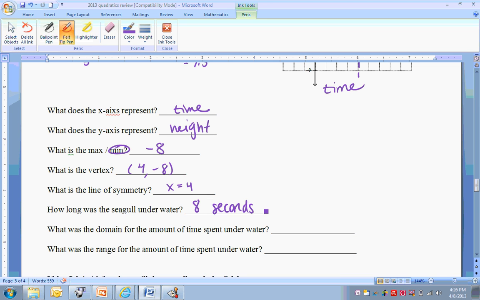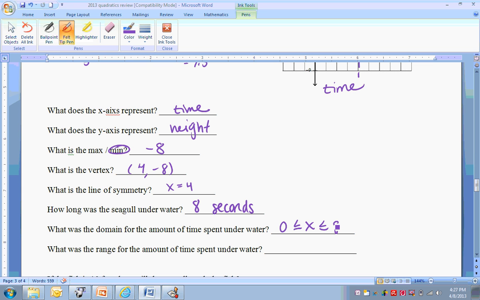And the domain for the amount of time the seagull spent underwater, well, domain is time, started at 0 seconds, and then the highest time value we had was 8 for it being underwater. So it's 0 is less than or equal to x, which is less than or equal to 8.